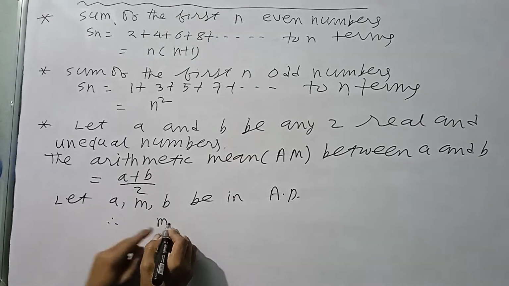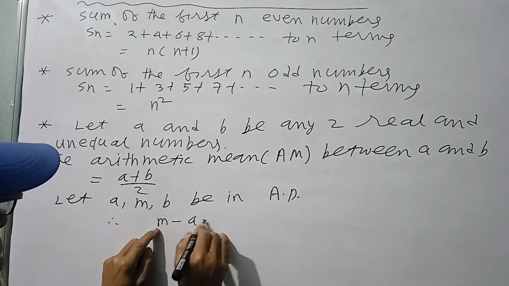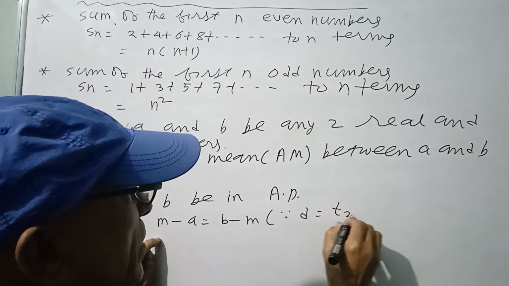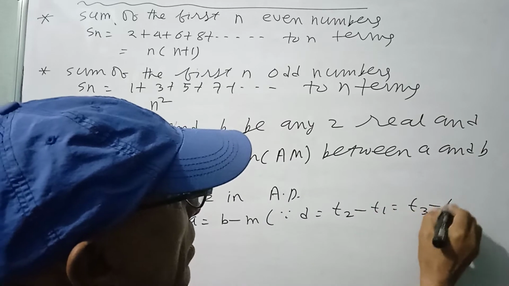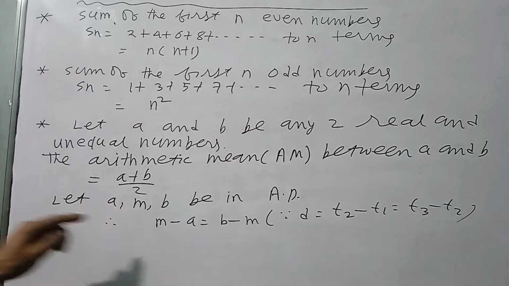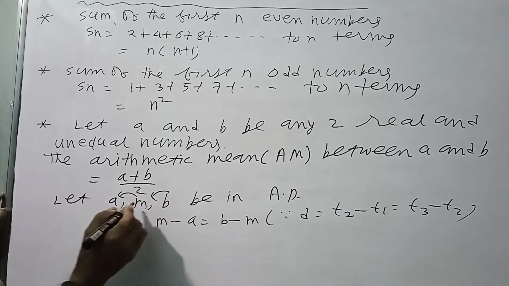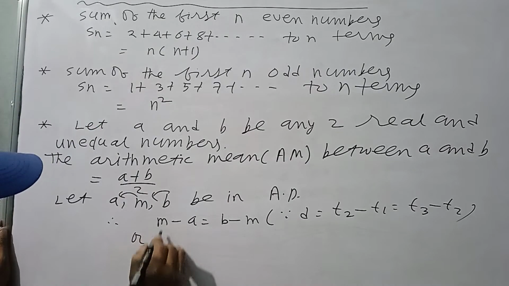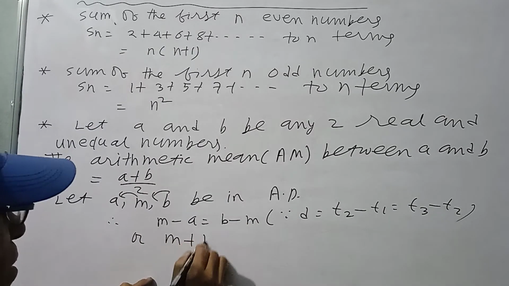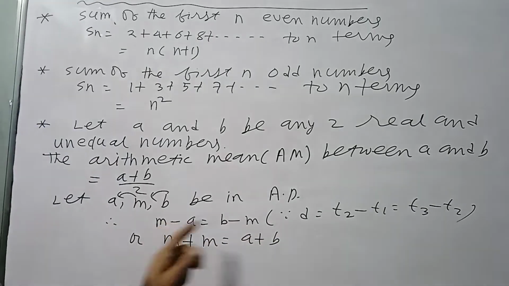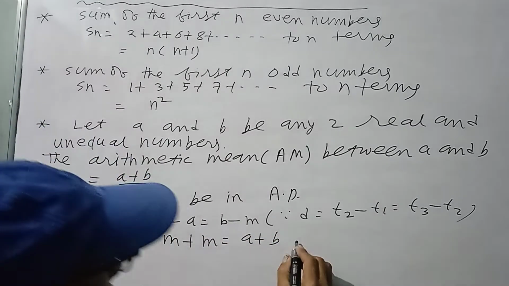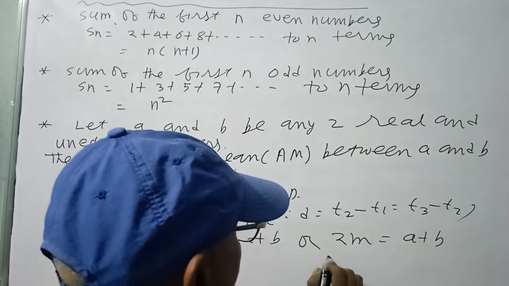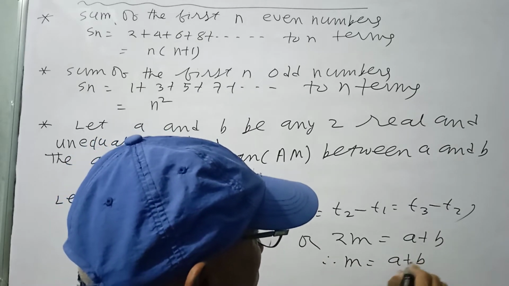That is, T2 minus T1 equals T3 minus T2, because the common difference equals T2 minus T1 and T3 minus T2. Second minus first equals third minus second. So M minus A equals B minus M. M should be on the left side, so transpose: minus becomes plus. M plus M, twice M, equals A plus B. Therefore, M equals A plus B by 2.